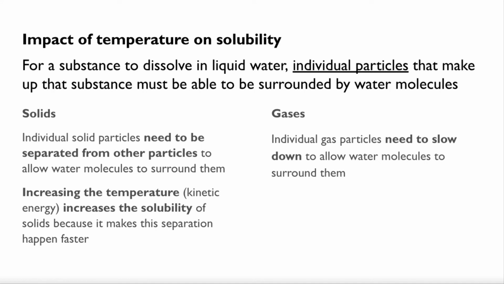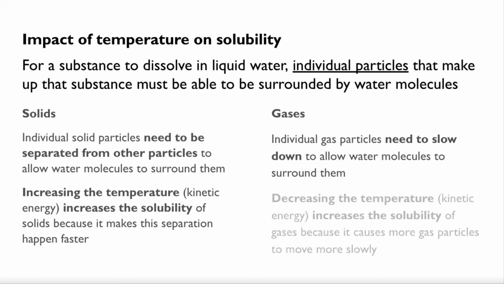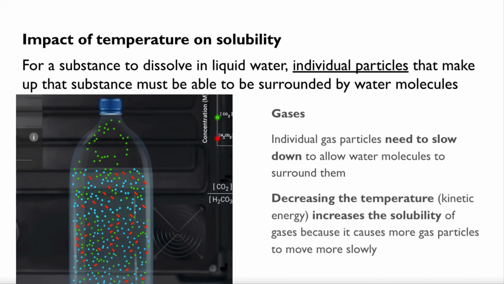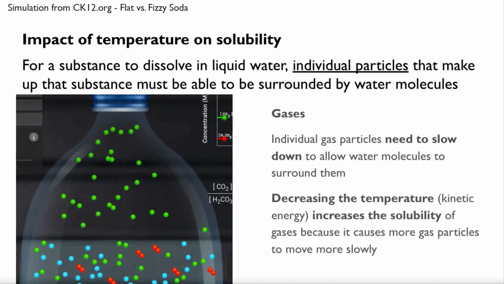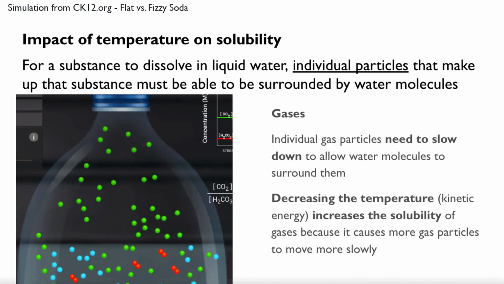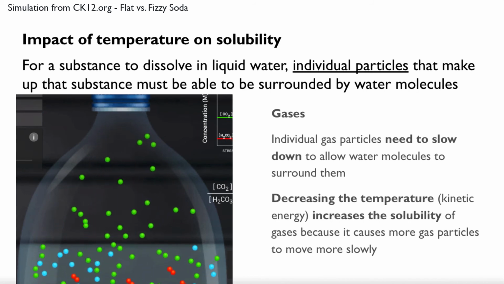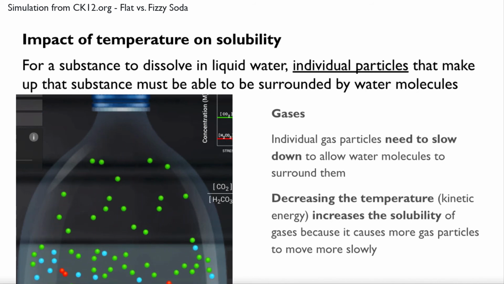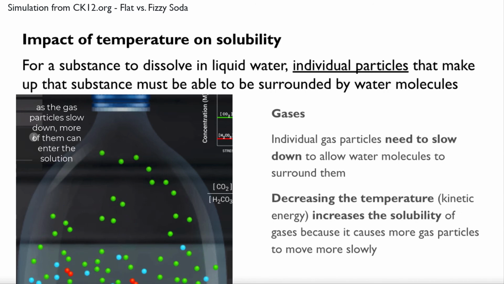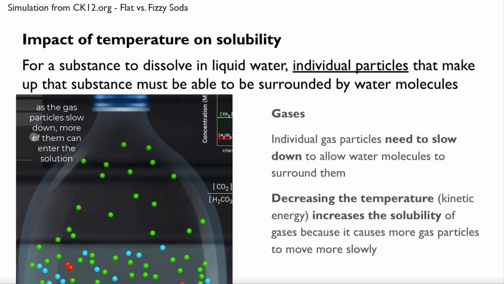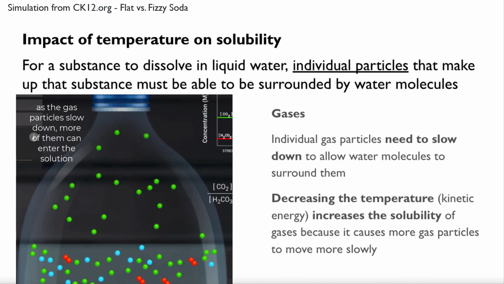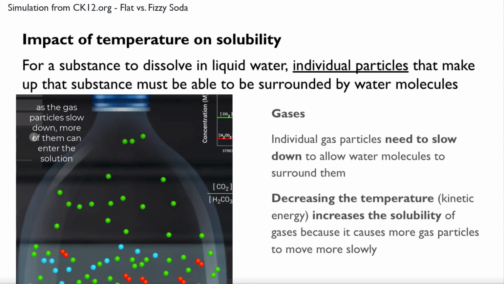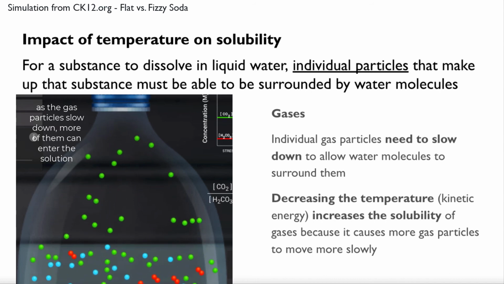And so in order to allow water molecules to come and surround the individual gas particles, the gas particles actually need to slow down. This means that decreasing the temperature increases the solubility of gases. It causes more gas particles to move more slowly, which increases their ability to allow water molecules to come in and surround them. This is why soda will stay fizzy in the fridge longer than it will on the counter.